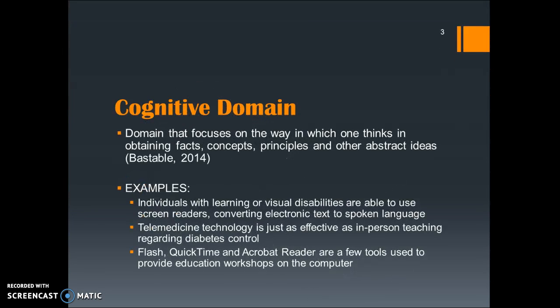So next, like I said, this is the cognitive domain. The 3 different types of domain are cognitive, affective, and psychomotor. So the cognitive domain is a domain that focuses on the way in which one thinks and obtaining facts, concepts, principles, and other abstract ideas. So it's not quite hands-on, it's more learning.